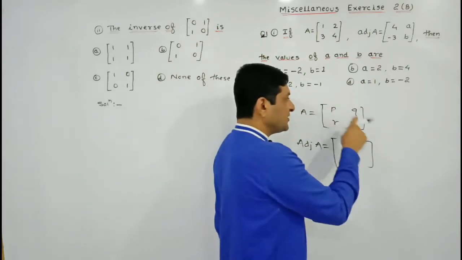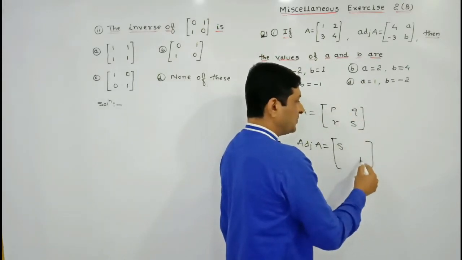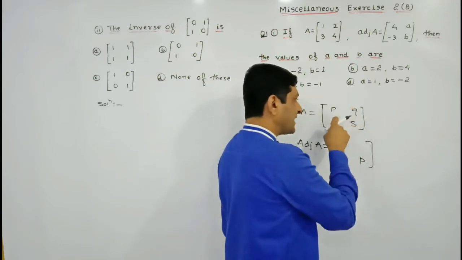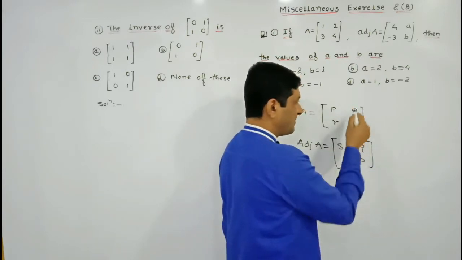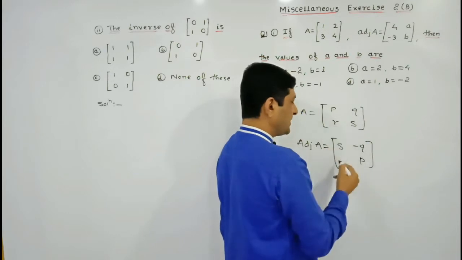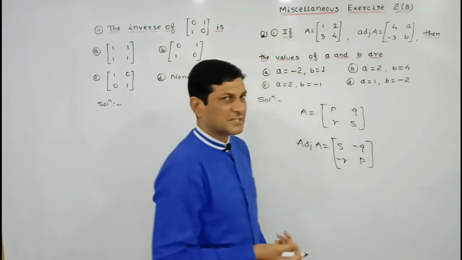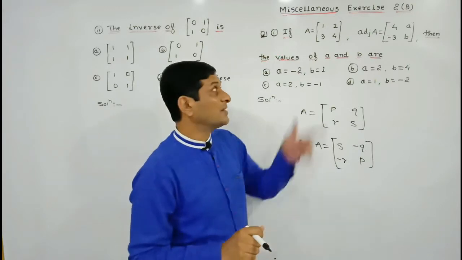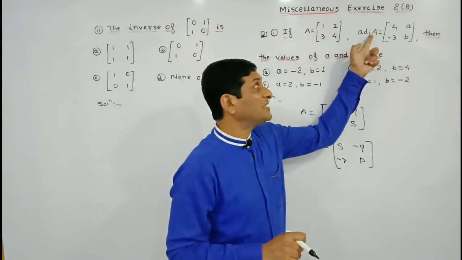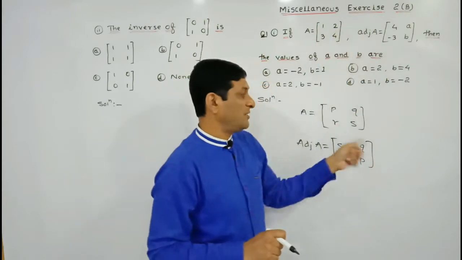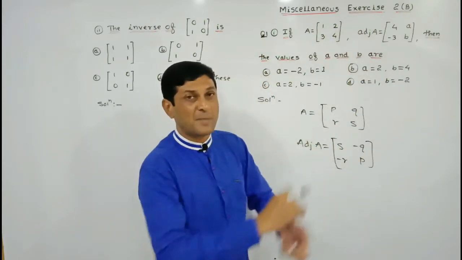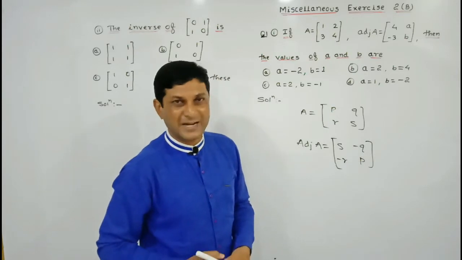So just interchange these two elements, P and S. We are interchanging these two elements and changing the sign of these two elements, meaning Q is replaced by minus Q, and R is replaced by minus R. Using this shortcut method we are able to find out the adjoint. So here matrix A is given, and this is what? The adjoint, which can be obtained by using this shortcut method, isn't it? So we are able to apply this shortcut method to find our required value.